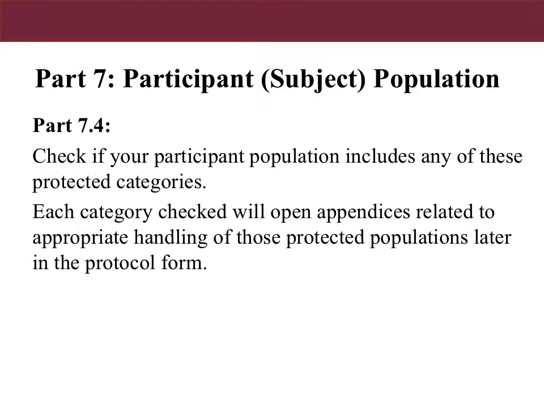Part 7.4. Check if your participant population includes any of these protected categories. Each category checked will open appendices related to appropriate handling of those protected populations later in the protocol form.